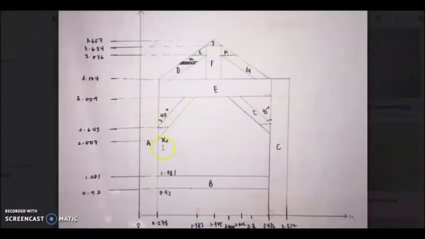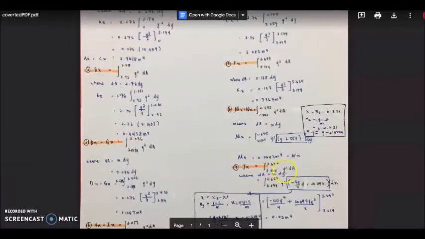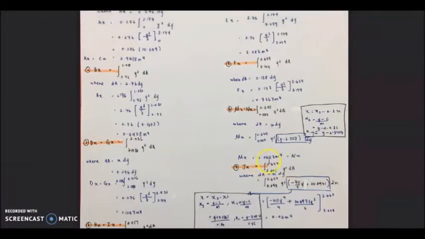Moving on to Mx and Nx. Due to this being an irregular shape, our team decided to cut it into two parts, which is one here and the other one is here. So this is Mx, and the moment of inertia at Mx will be 0.0643 m to the power of 4.